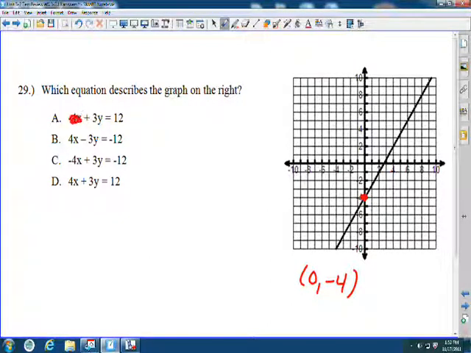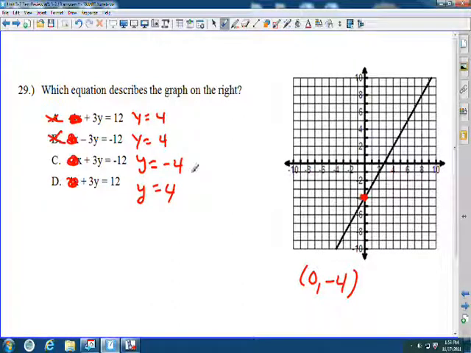If I cover this up, I take 12 divided by 3. Y is positive 4. It's not A. Let me cover up the x here. I get negative 12 divided by negative 3. Again, that's a positive 4. That doesn't work. Well, let's see. Right here, I take negative 12 divided by 3. Ooh, y is negative 4. That might work. Let me try this one. 12 divided by 3. Y is 4. Well, that's not right, so my answer is C.